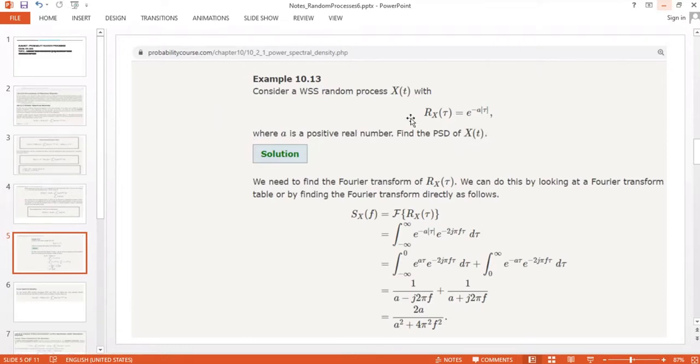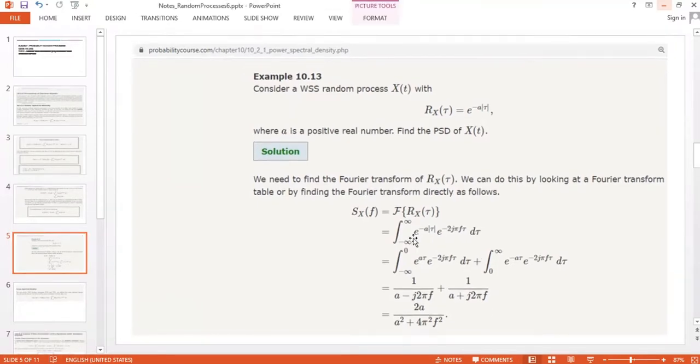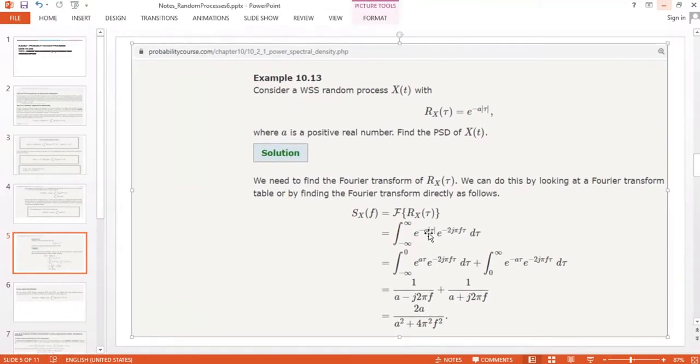So we have to calculate the power spectral density of this random process X(t). We'll take the Fourier transform of this R_X(tau). We know that if X(t) is a wide sense stationary process, we can calculate its power spectral density S_X(f) by taking the Fourier transform of R_X(tau). So this is R_X(tau), e raised to power minus a modulus tau, and this is the kernel of the Fourier transform, e raised to power minus 2j pi f tau, d tau, and you are integrating within the limit minus infinity to plus infinity.